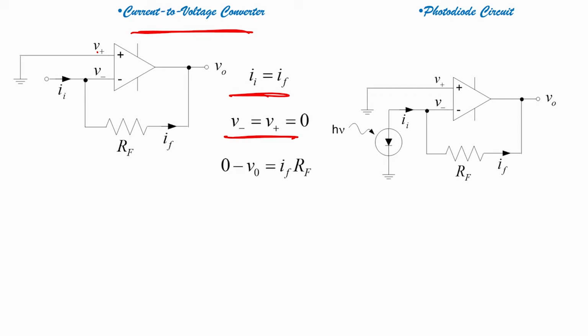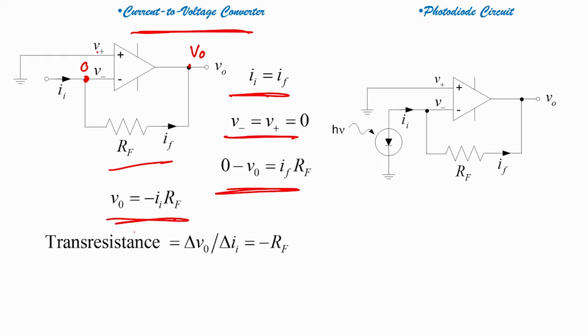So, if I substitute the values, 0 minus V0 is nothing but minus IF times RF, because V at I1 is 0 and here is V0. So, 0 minus V0 is nothing but IF RF. So, V0 equals minus IF RF minus I1 RF. The trans-resistance is nothing but delta V0 by delta I1, which is minus RF.